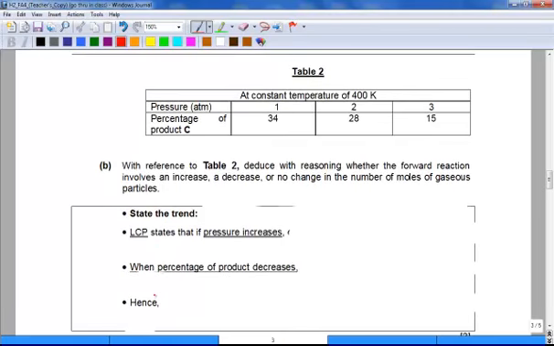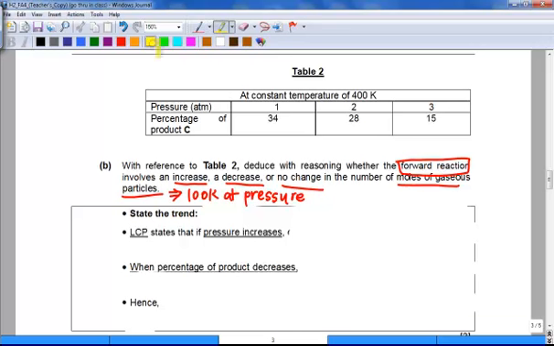For table 2, it is actually very similar to question 1. In this part, they are talking about, with reference to table 2, deduce with reasoning whether the forward reaction involves an increase, decrease, or no change in the number of moles of gaseous particles. So let's just do a recap. When we are supposed to deduce whether there are more or less number of moles of gaseous particles, we always look at the pressure, right? Look at pressure change. So indeed, table 2 gives us the pressure change.